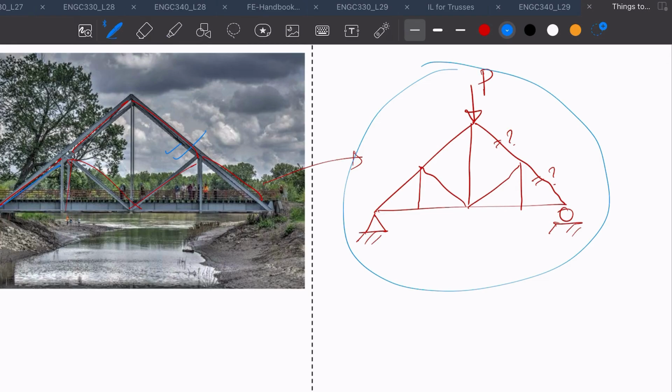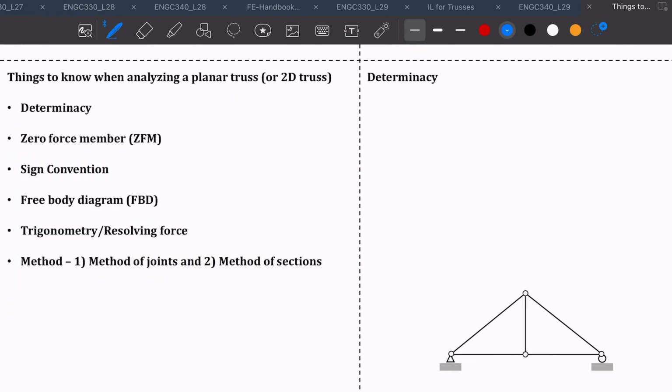So what are those things that you need to learn when you are trying to analyze a truss, especially in your statics course, structural analysis, or even if you're preparing for your FE. So the first one is determinacy. Determinacy means whether you can determine all the unknown forces in your truss using equilibrium equations, and whether the structure is stable or not. That's what determinacy means. And then second is finding the zero force members.